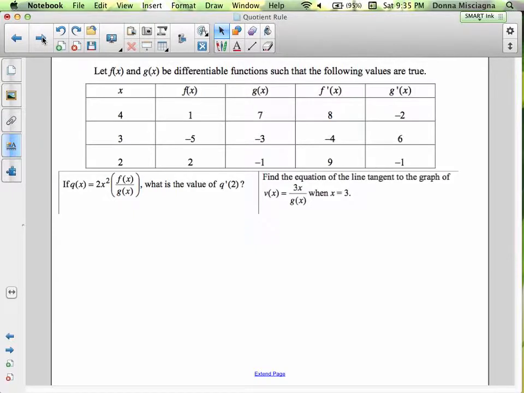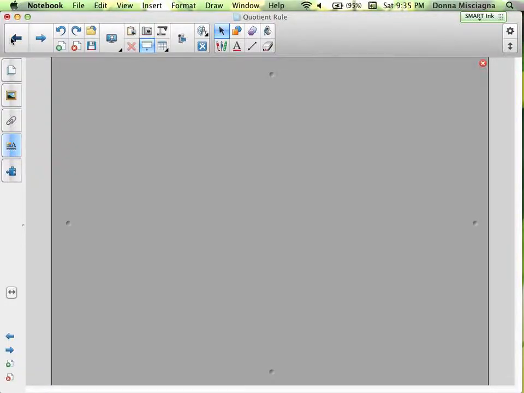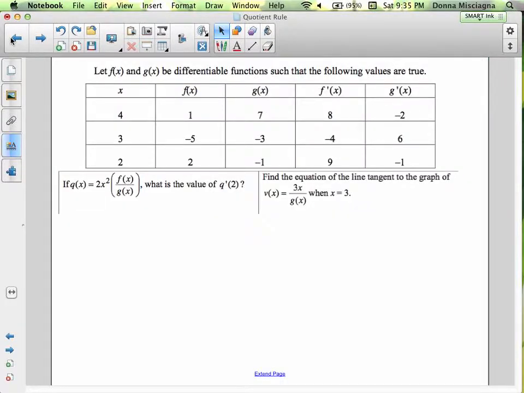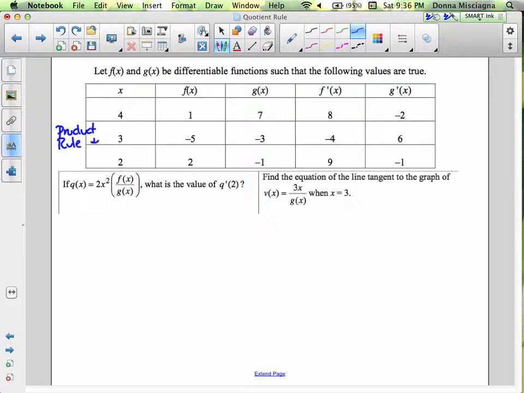Let's see, I think there might be 2 more questions on the tables, or is that the end? 2 more questions on the table. And then that's the end. All right, so I thought there'd be 4. All right, so q of x equals 2x squared times f of x divided by g of x. What's the value of q prime of 2? And now we have a product rule and a quotient rule. And again, we're going to write out the equation first. So q prime of 2.